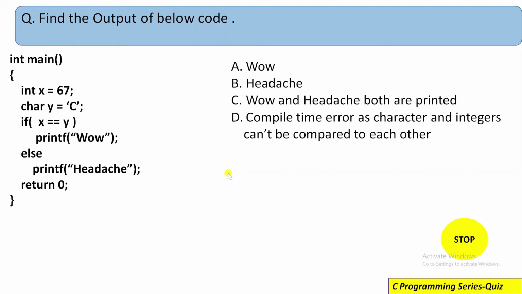So I hope you have got the answer. The correct answer for this question is option A, that is wow will be printed. So why will wow be printed always?